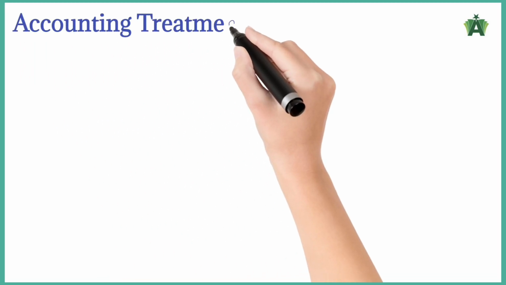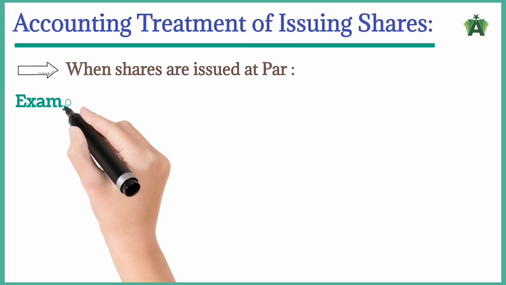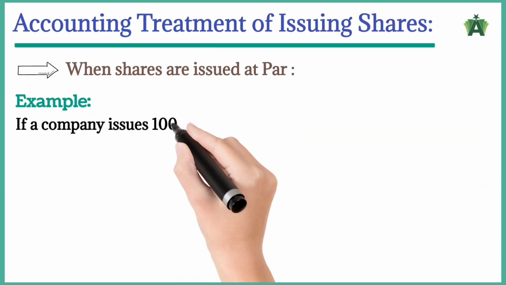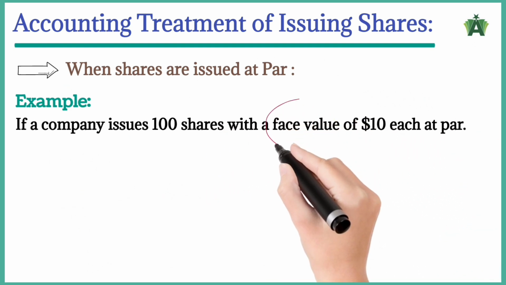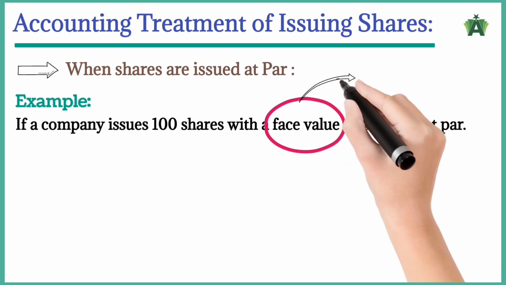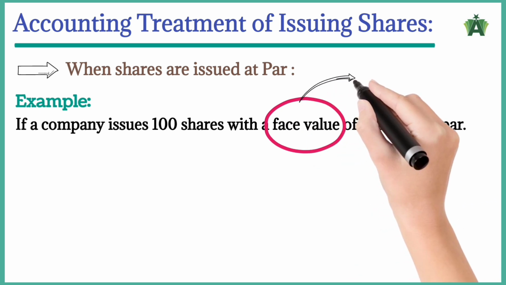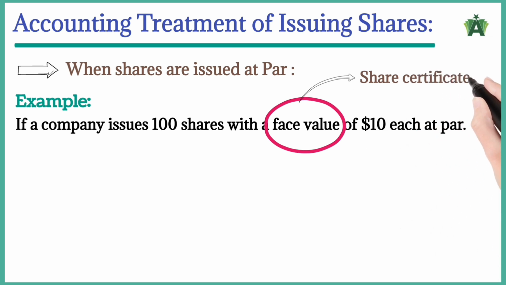Accounting treatment of issuing shares. When shares are issued at par. For example, if a company issues 100 shares with a face value of $10 each at par. Face value means that the company sells its shares at their face value, or nominal value. This means that the investor pays an amount equal to the value printed on the share certificate.